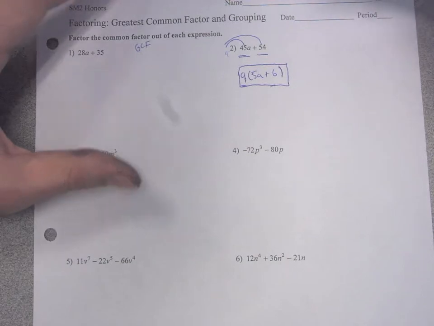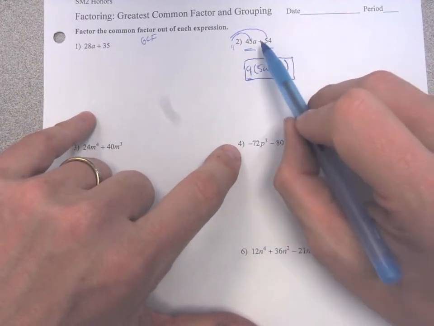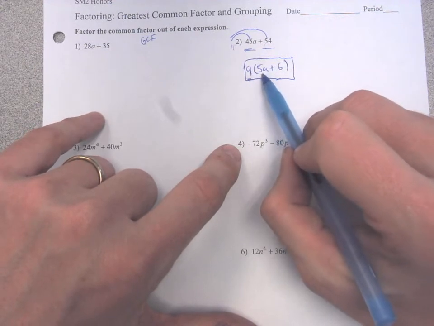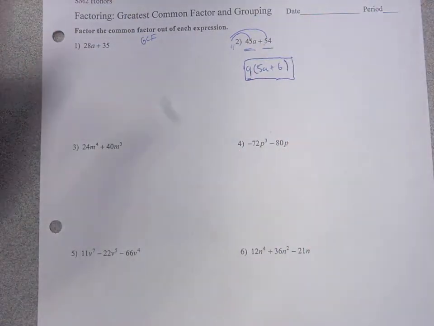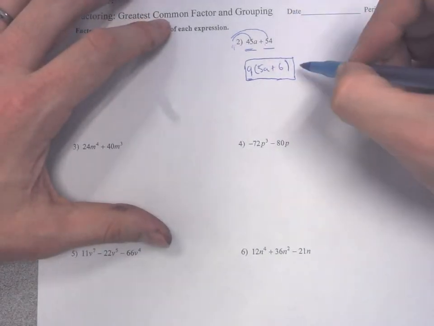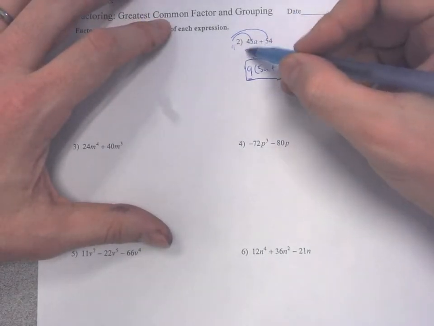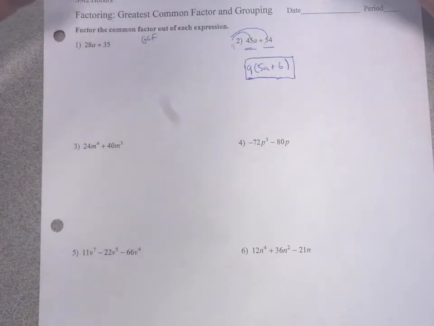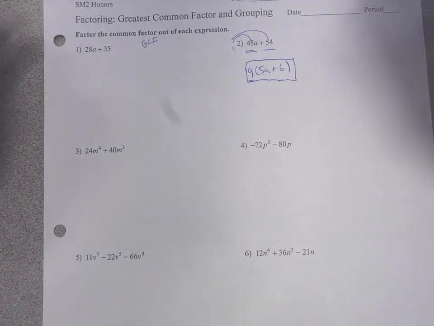Now to double check, we could multiply back through and see if we get the right answer, or the original. So 9 times 5a, that would be 45a, and 9 times 6 is 54. Okay. So going from here to here is multiplying, going this way. Going from here to here is unmultiplying, or undistributing, and we call that factoring.